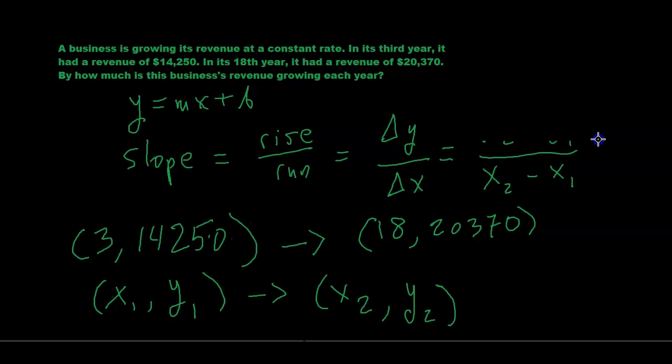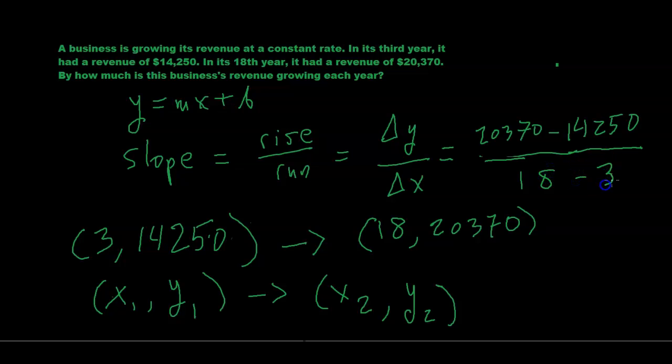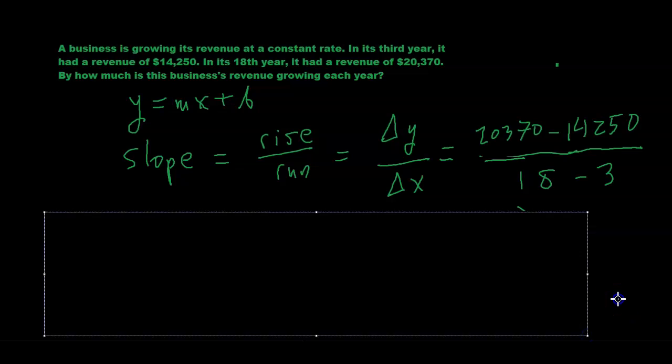So let's replace this numerator. y2 minus y1 is 20,370 minus 14,250. Let me draw our division sign larger. And let's replace x2 minus x1 with 18 minus 3. We went from 3 to 18. Let me get rid of this here so we have some room to calculate.